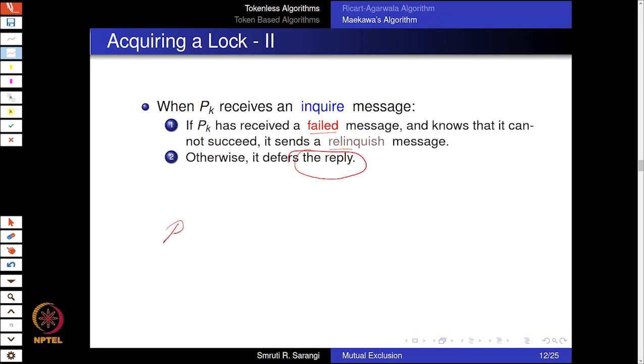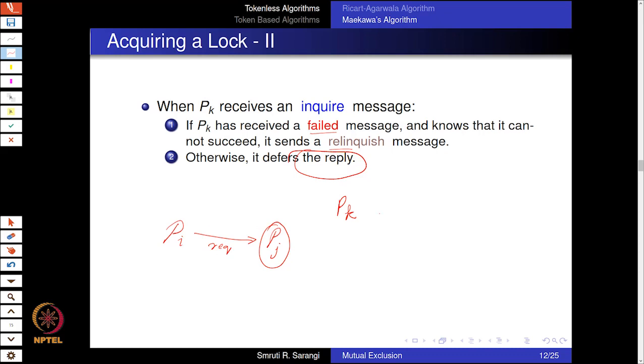So who are the actors in this game? The actors in this game are PI, PJ and PK. So think of this as, let's say PJ is me and I'm talking to PK on the phone, and then PI arrives. So if PI sends a request message, of course the trivial case is that there is no PK in the picture. In this case, I just send a locked message to PI and I'm done.